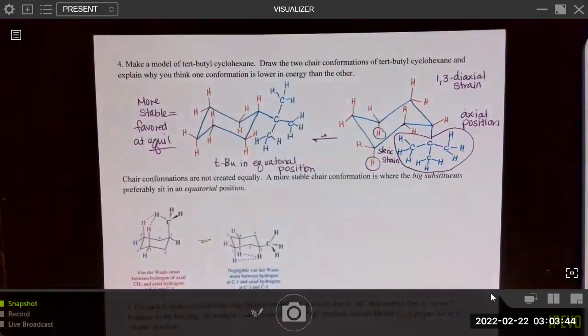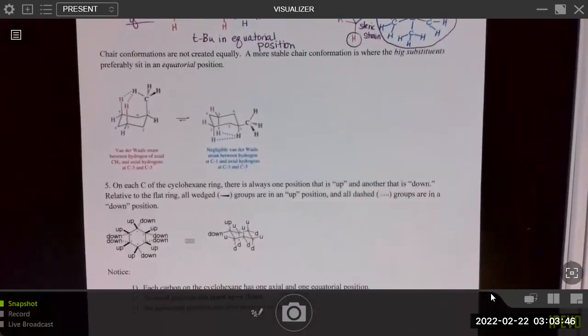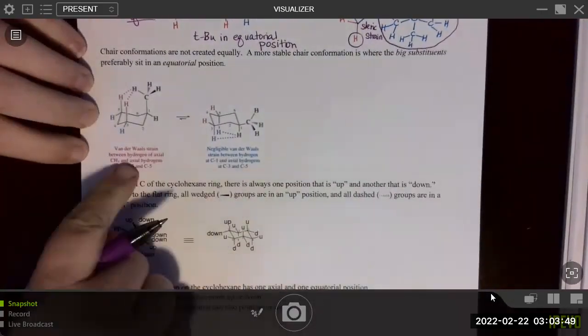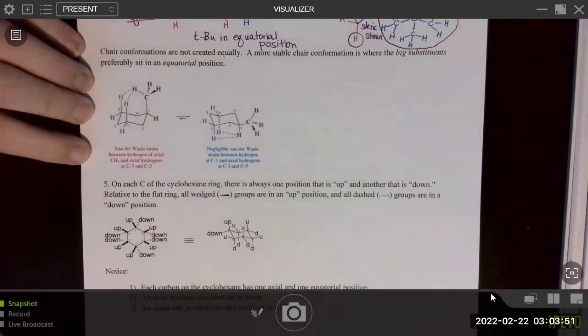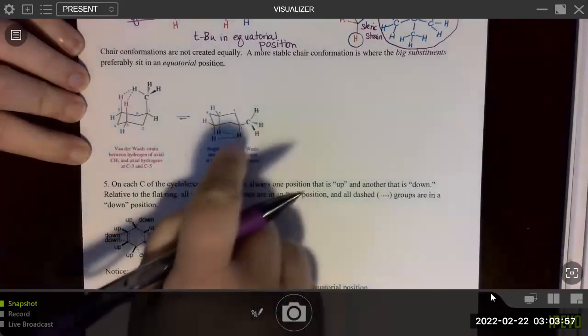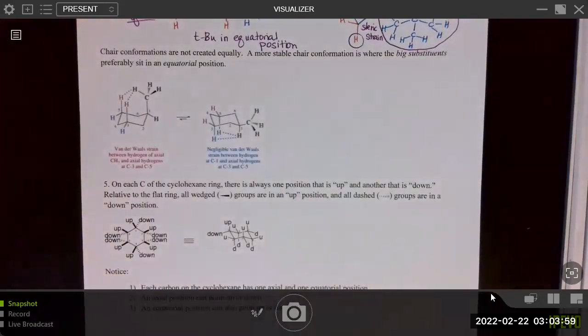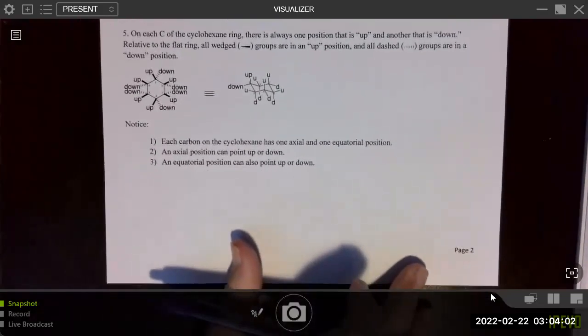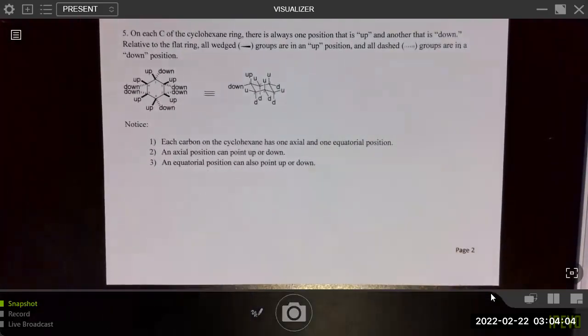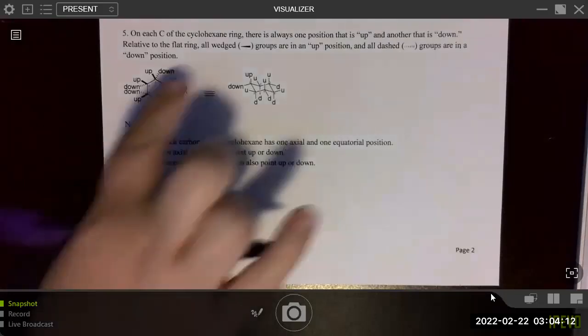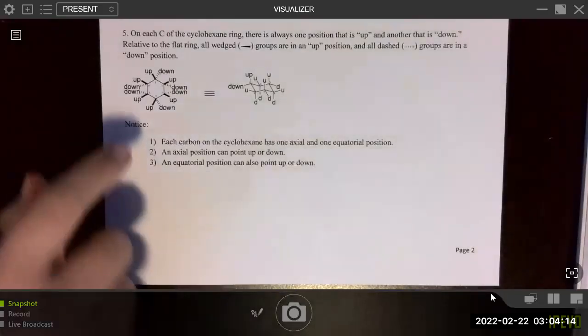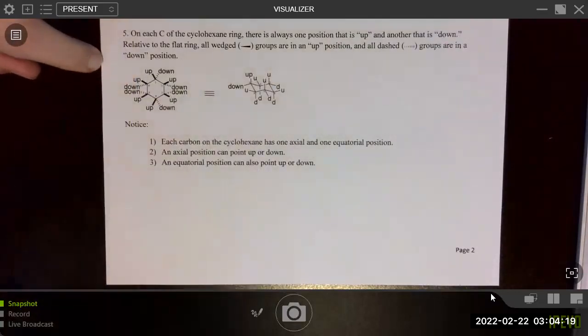Okay, and this just gives you a little bit more of a hint here about what's going on with the close groups, right, in the axial positions. Okay, moving on. We've been talking about groups that are up and down. So hopefully this is not a section that surprises you, right? Where we talk about that groups are either up or down on a chair conformation.